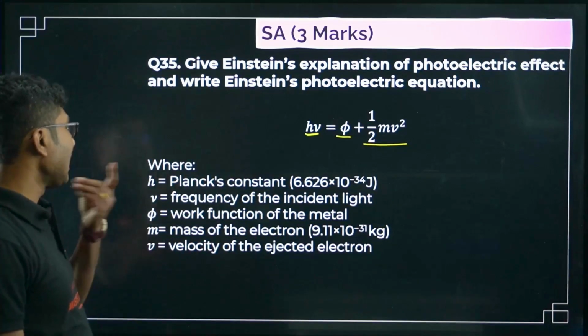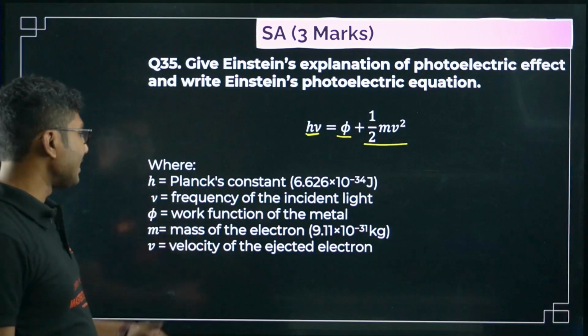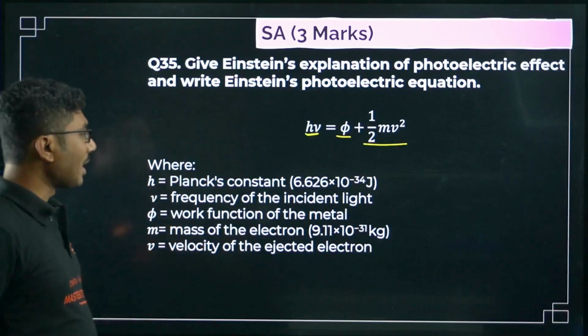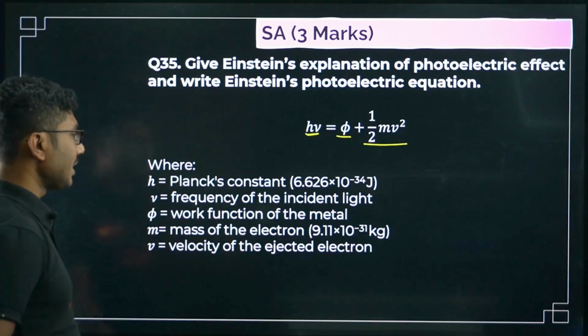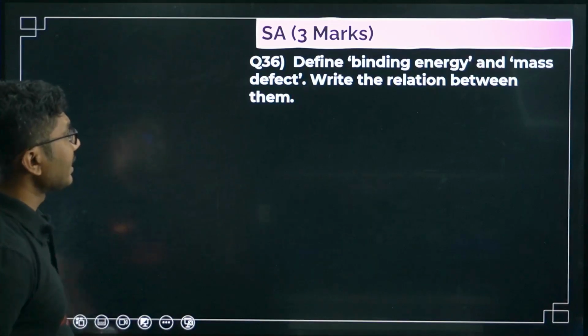So you have to mention that h is Planck's constant, nu is the frequency of the incident light, phi is the work function of the metal, m is the mass of the electron, v is the velocity of the ejected electron. Okay, simple. Now next question.